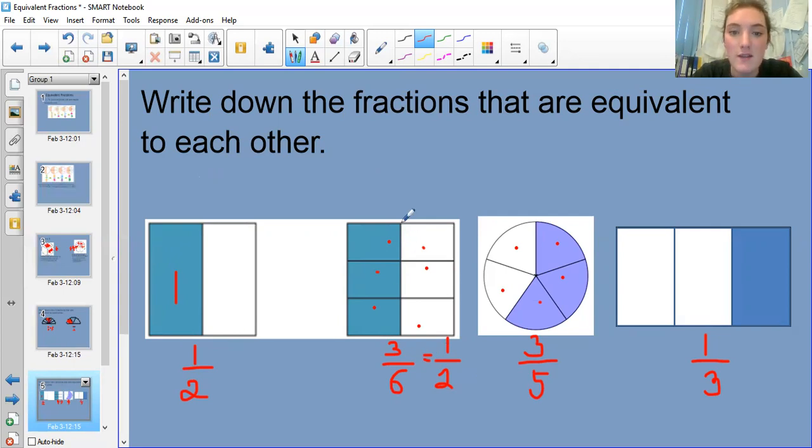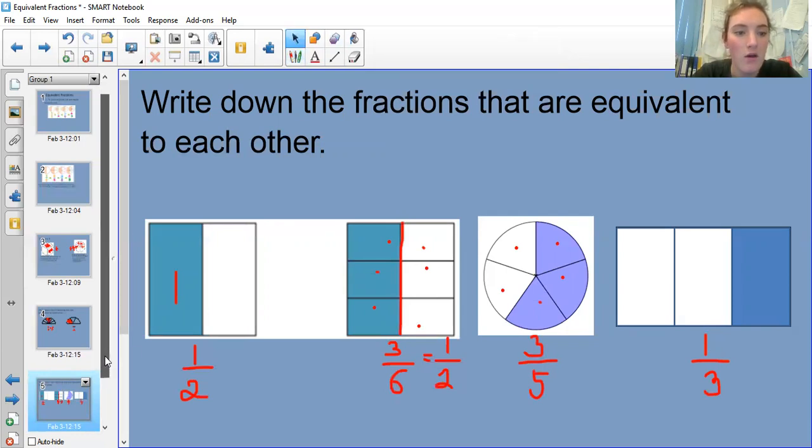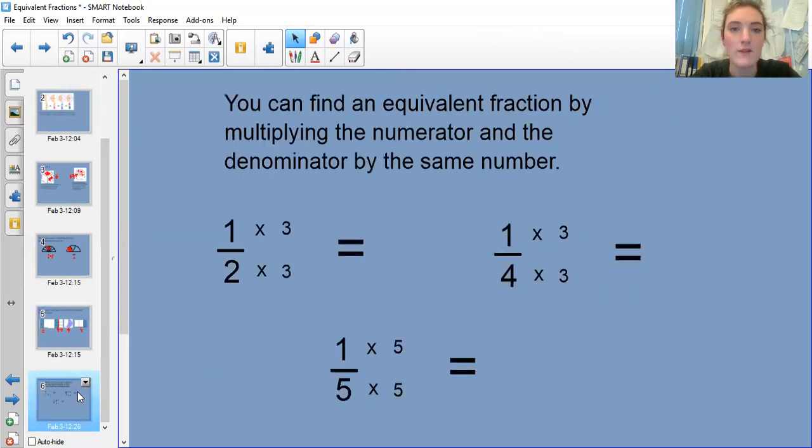Okay, and you can see that it is a half because look, this line goes straight down the middle. We've got half here, and that's a half. Okay, 3/5 and 1/3 are not equivalent to each other. So there we go. Okay, and we'll do one more example.